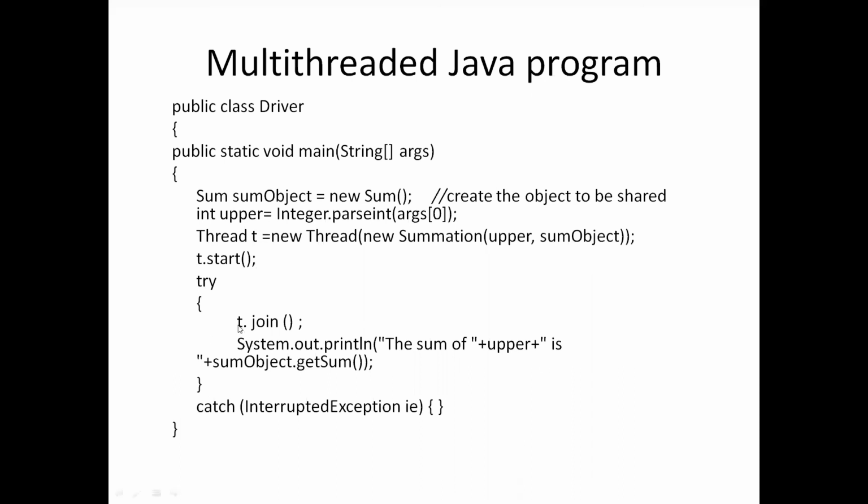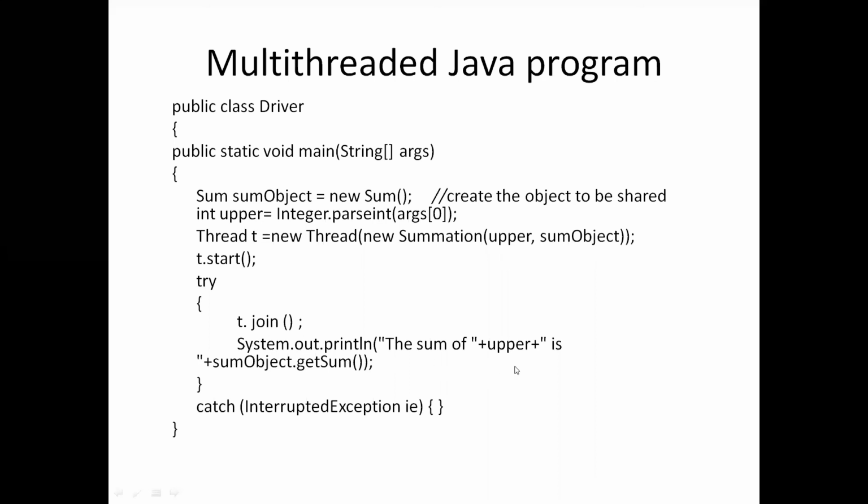Next we are calling the T dot join method. This is to block the main thread until the child thread we created completes its execution. The main thread will be blocked until the child thread completes. For that we are using the T dot join method.